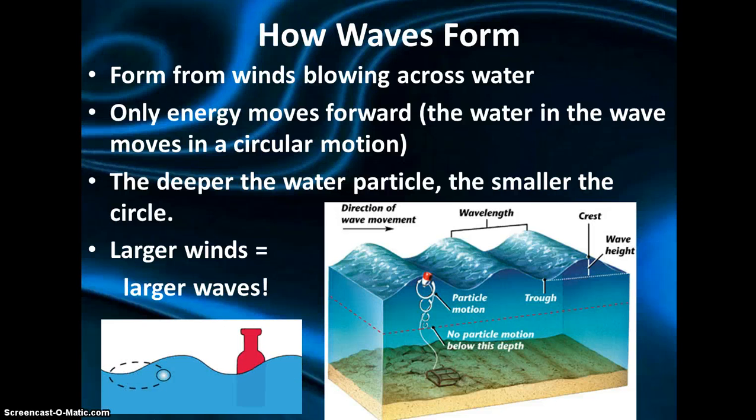Basically, wind blows across the water and it makes ripples in the water. And as those ripples get bigger and bigger, and if the wind blows harder and harder, then those piles of water get larger and larger, which creates larger waves.